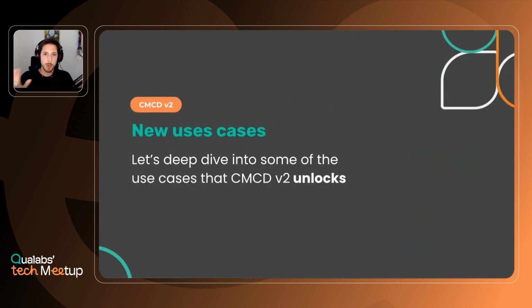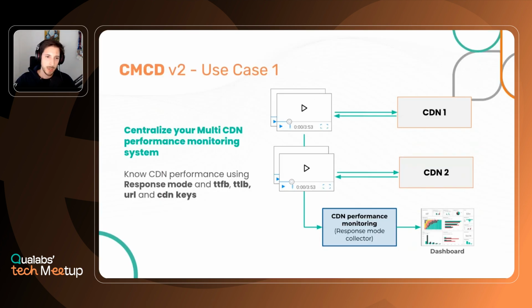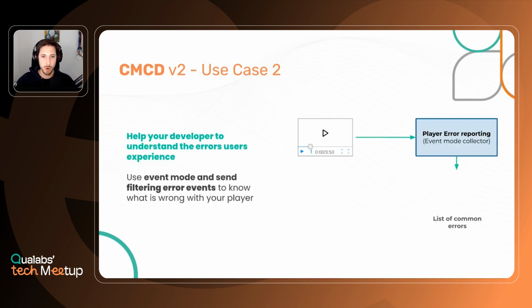So now that we have covered the new modes of CMCD, let's understand why and what this unlocks for us. First use case: with CMCD version 2, you can centralize your multi-CDN performance monitoring system, because you can use response mode and filter time to first byte, time to last byte, URL, and CDN keys to a collector server that you can create. All your plays, no matter which CDN they are using, are going to report to that endpoint. And you can create a dashboard to see how your infrastructure, how your multi-CDN deployment, is working.